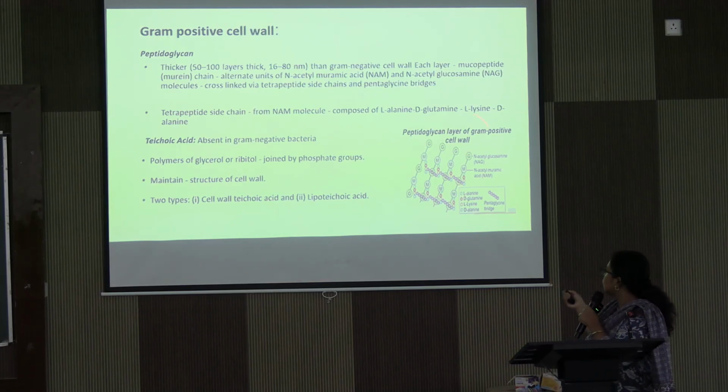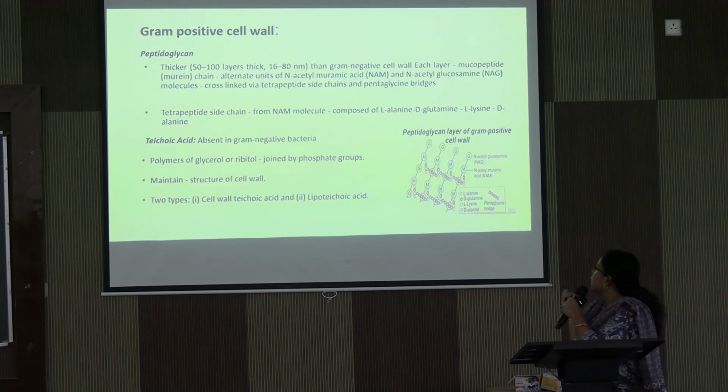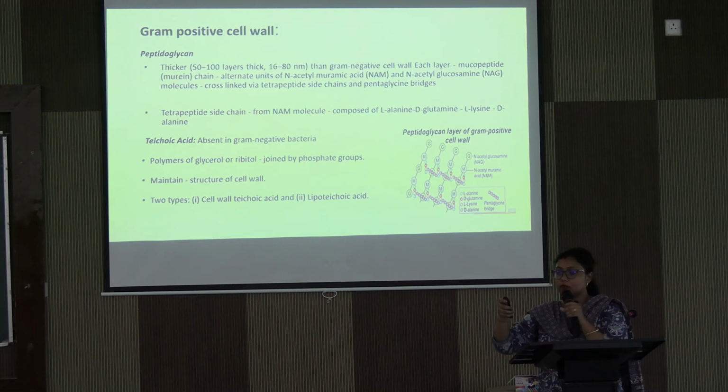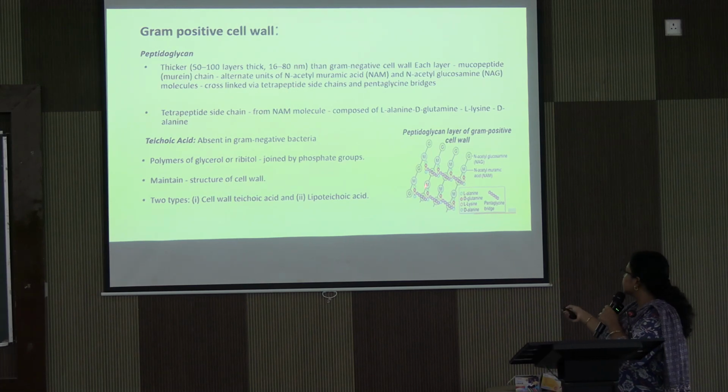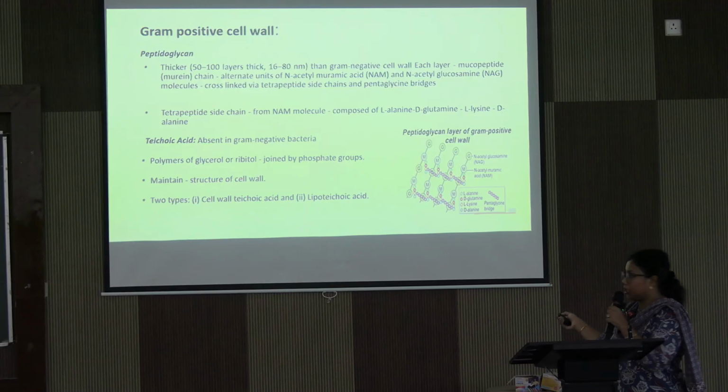So you know the composition. There are N-acetyl muramic acid and N-acetyl glucosamine. These two. And muramic acid will have side chains. What are the side chains? These are alanine, glutamine, lysine, and alanine. These are different isomers of the amino acids, the amino acid side chains. So this side chain, that is L-lysine, will be cross-bridged with the last, that is D-alanine, of another side chain.